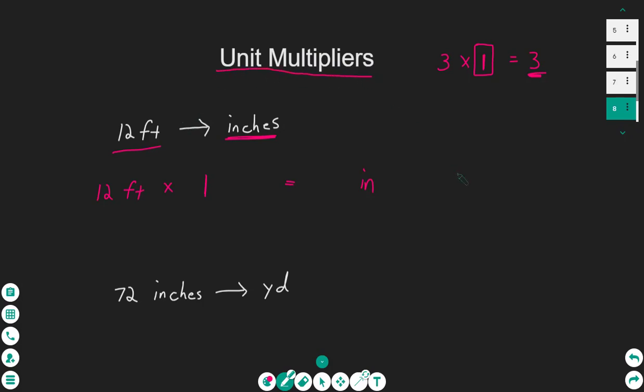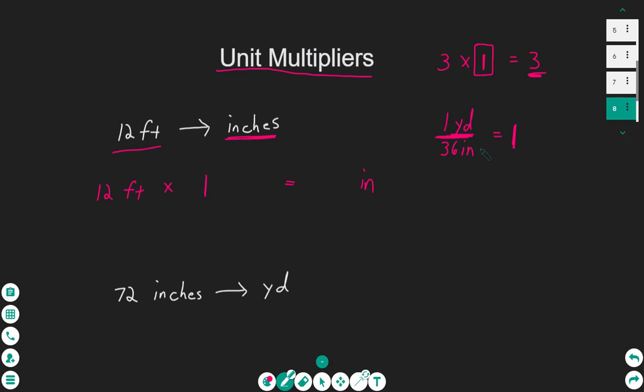Okay? A unit multiplier is a fraction which equates to a 1. They all equate to a 1. All right? And these fractions have units in them. So an example of a unit multiplier might be 1 yard over 36 inches. Now look at that closely. 1 yard over 36 inches. It's a unit multiplier because it's in fraction form, and it has units, yards and inches. And it equates to 1.